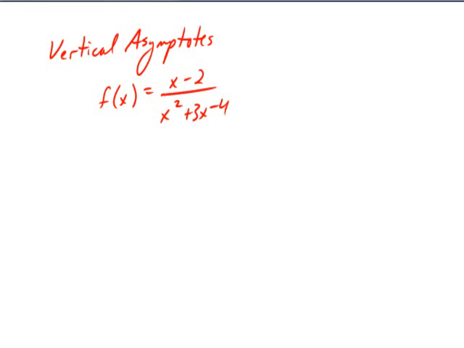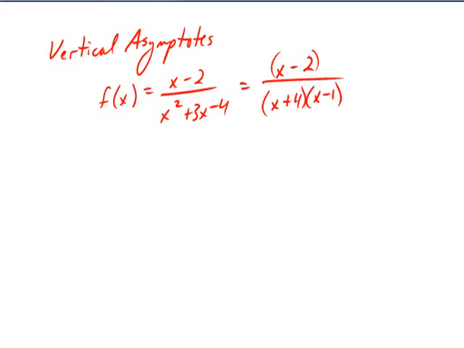A vertical asymptote is a vertical line which a function approaches but never touches or crosses. We can identify vertical asymptotes by identifying values of x that make the denominator 0. In this example, let me factor the denominator into x plus 4 times x minus 1.